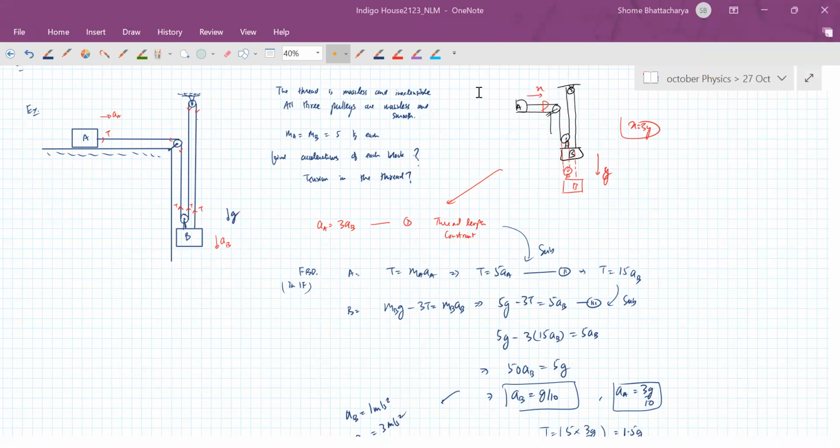Sir, but we haven't done spring force, so how will we be able to solve it? I will teach about spring force. Okay. So leave out the question involving spring force. There are just a couple of questions in HC Verma right now.